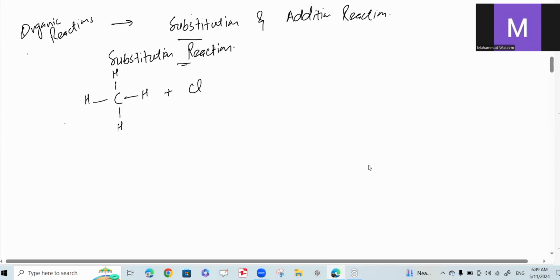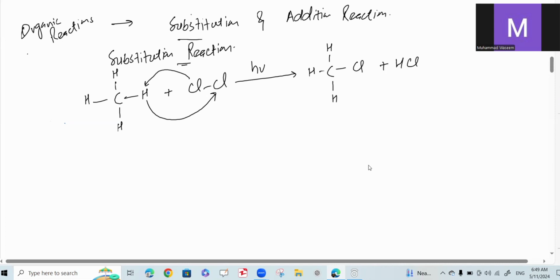So now it cannot make a further bond, it cannot add both of these chlorines, so this chlorine will replace this one. And this hydrogen will be replaced and it will react with this one. In this way it takes place in the presence of UV light, or in the presence of sunlight. So we have this hydrogen and chlorine, and we get HCl. This is just a common example to tell you that this is a type of substitution.